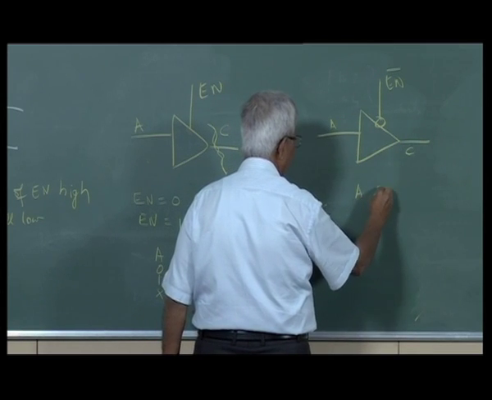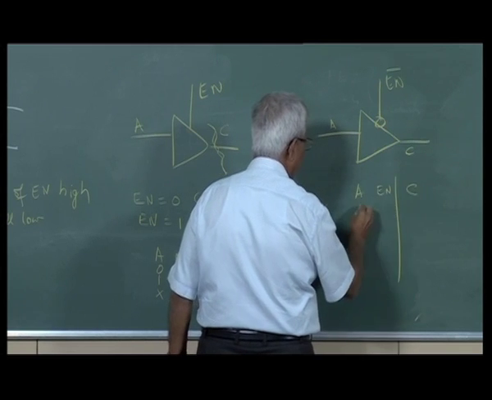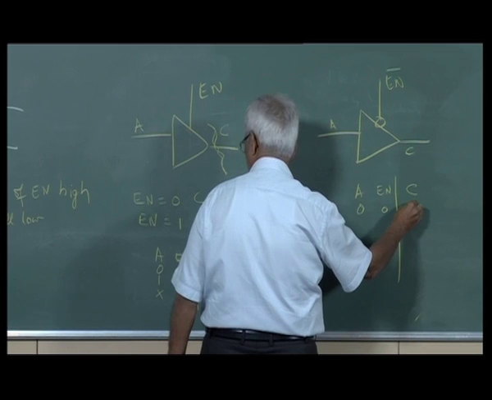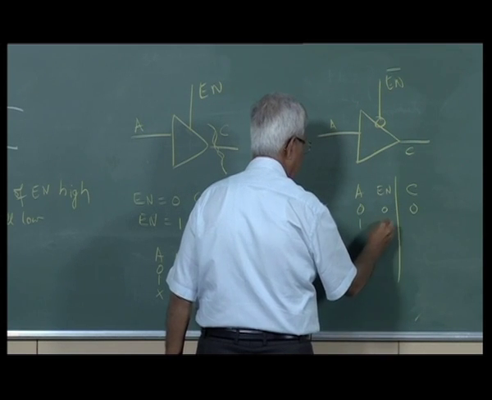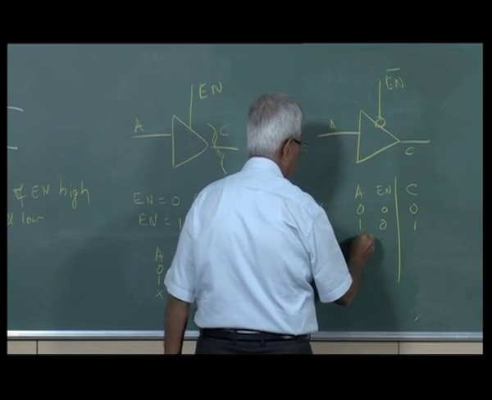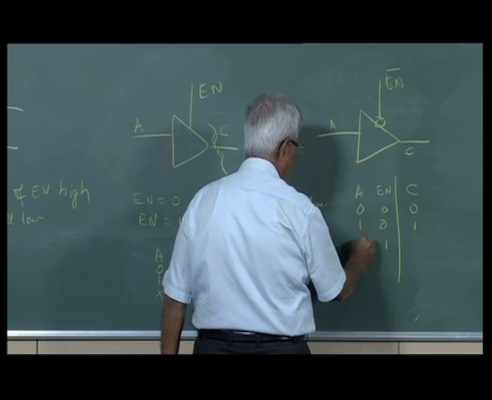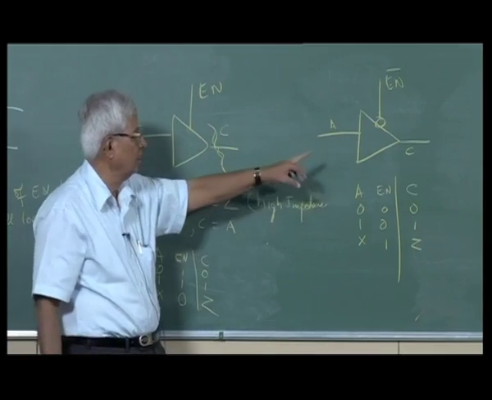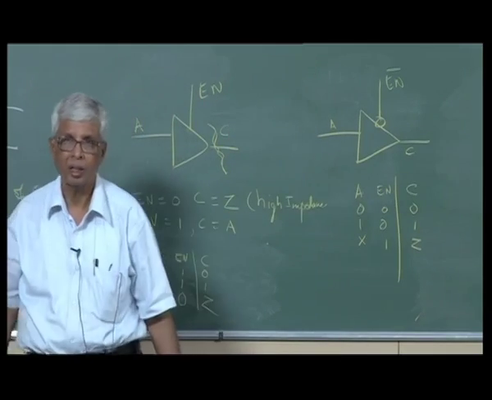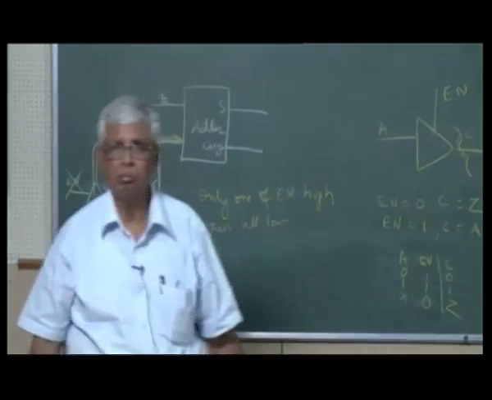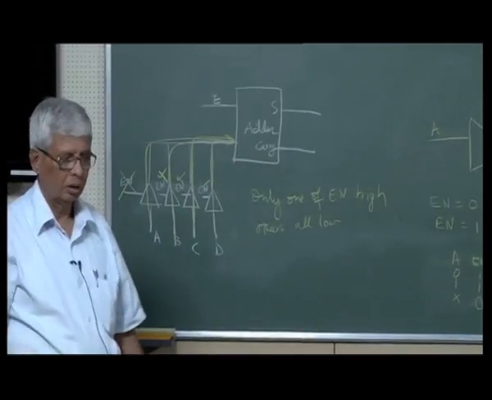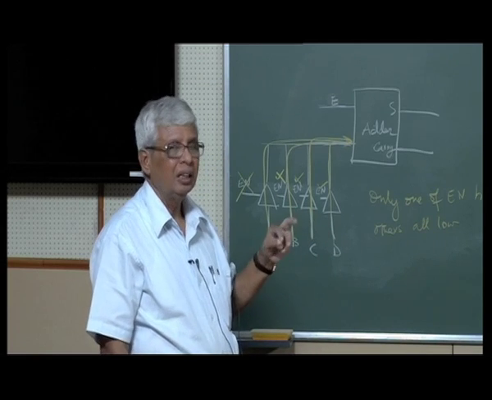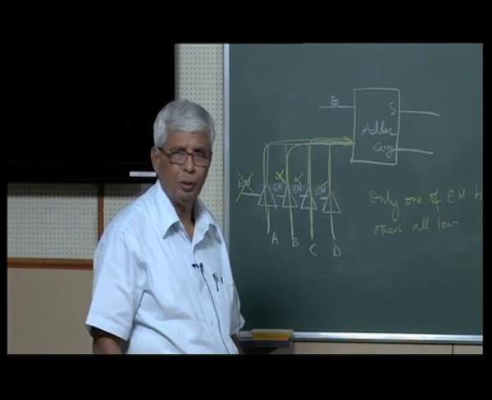A enable, C. A is 0, enable 0, C is A. This is low, enable low level. I can have enable as high or low, does not matter. Such a signal is called enable signal, and this is called 3-state buffers. It will be used all the time.